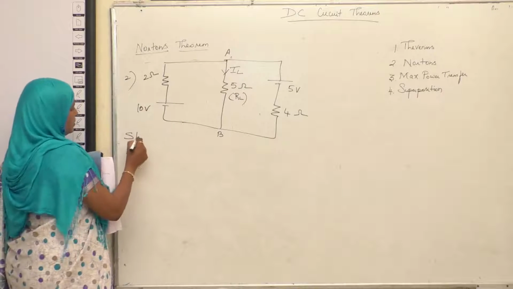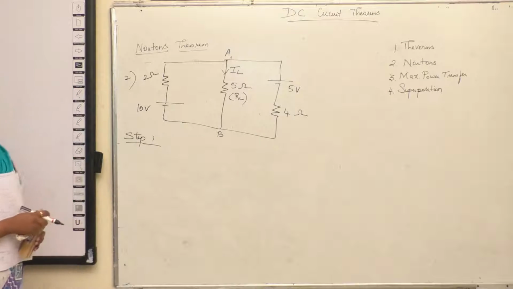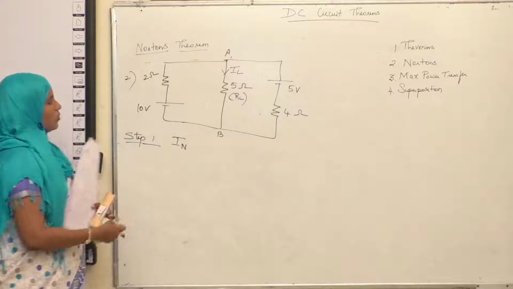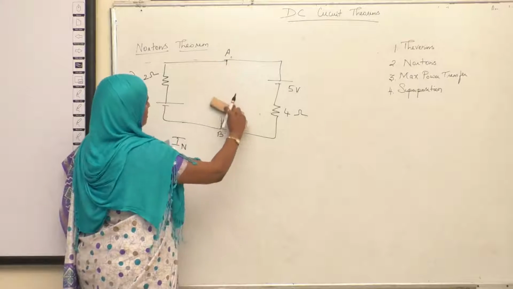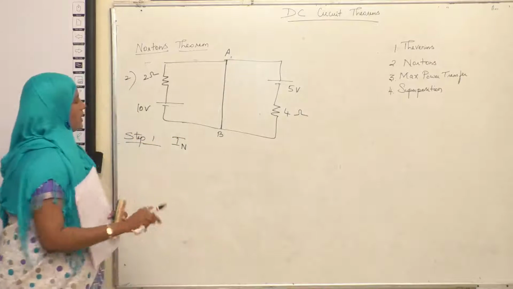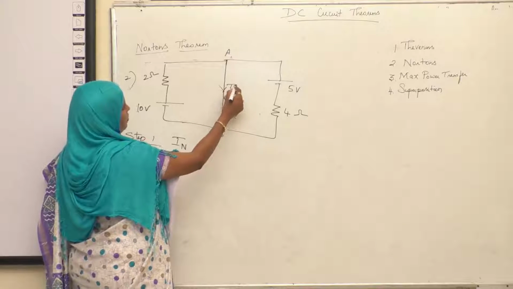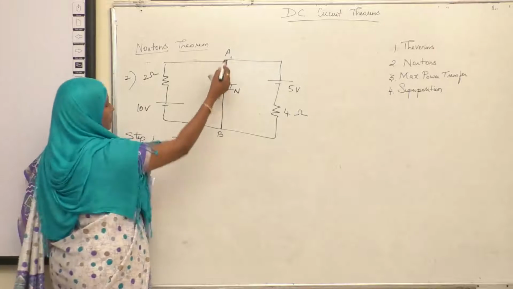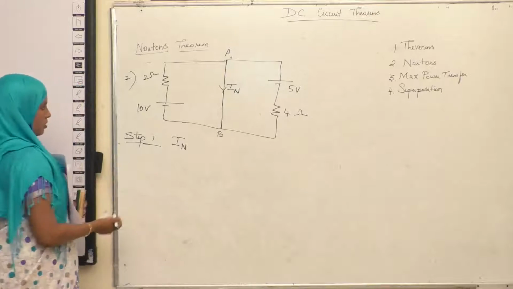So follow the steps. Step 1. First step is to find Norton's current IN. For that, what you have to do is just short this load. Just take a wire and connect between A and B. That is what it means to short the load. So here we have assumed IN is flowing from A to B, so the direction is downwards.